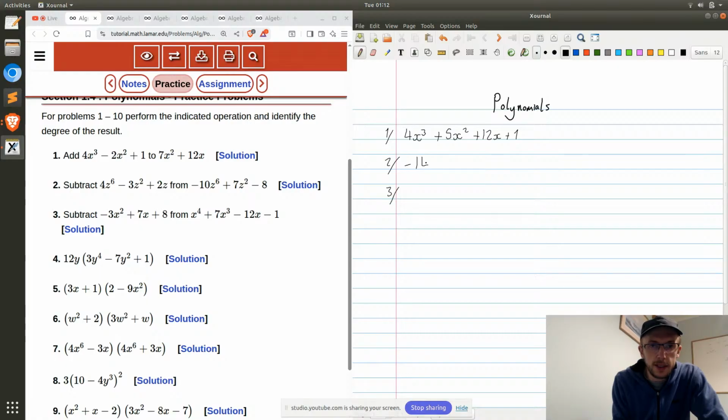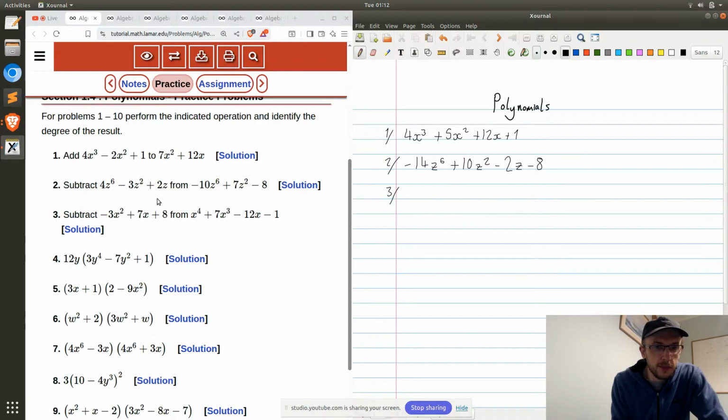Negative 14z to the 6 plus 10z squared minus 2z minus 8.